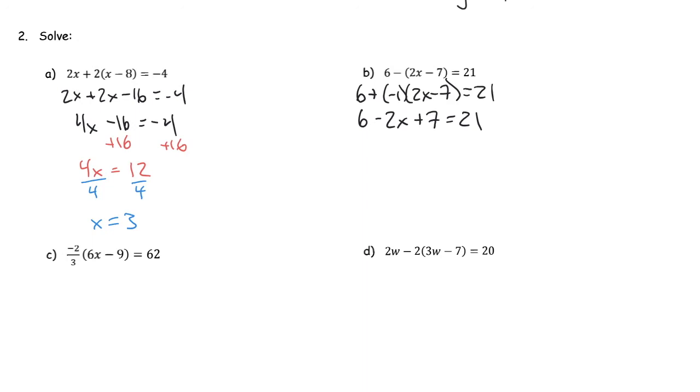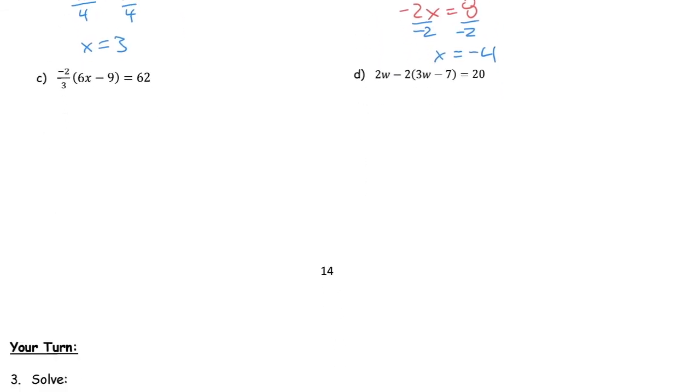Now I'm going to add like terms. So I'm going to get negative 2x plus 13 equals 21. Now it's in the form of that type of equation that we've worked with before. We're going to subtract 13 from both sides. So we'll get negative 2x equal to 8. And then I'm going to divide both sides by that negative 2, and I will get x is equal to, well, 8 divided by negative 2 will give me negative 4. Okay, there we go.